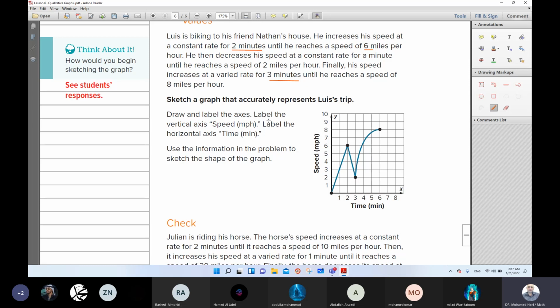Draw and label the axes. Label the vertical axis speed, in miles per hour. Label the horizontal axis time, using minutes. Use the information in the problem to sketch the shape of the graph. And as you see, from this point, we have an increase at a constant rate. Then from this point, we have a decrease at a constant rate. And from this point, we have an increase and change in rate.